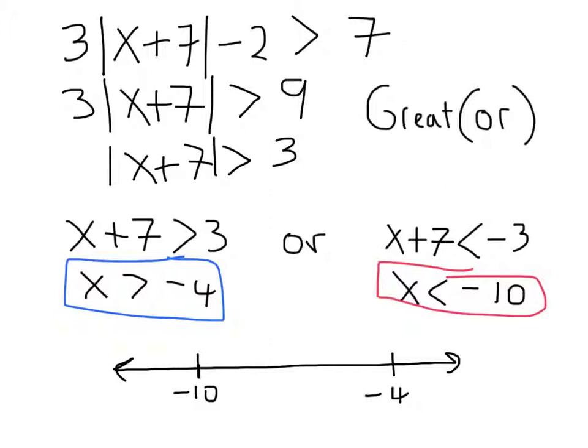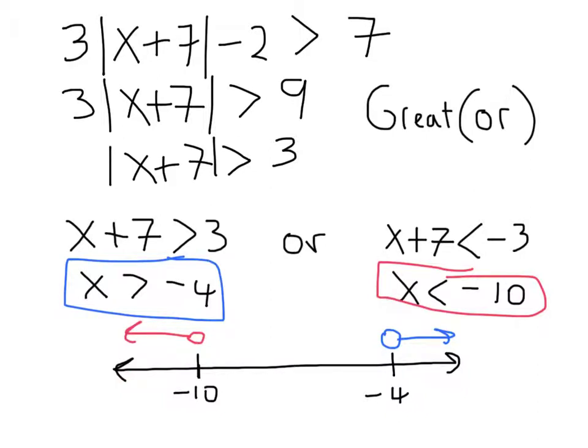So the -4, x is everything greater than that, so it's like an open circle, and it's that way. And then we have x is everything less than -10, so it's an open circle, and it's that way. And since it's an OR, we're dealing with where all the action is. We want to graph where all the action is on the graph. Now there's no action going on in the middle. There's only action going on here and action going on here.